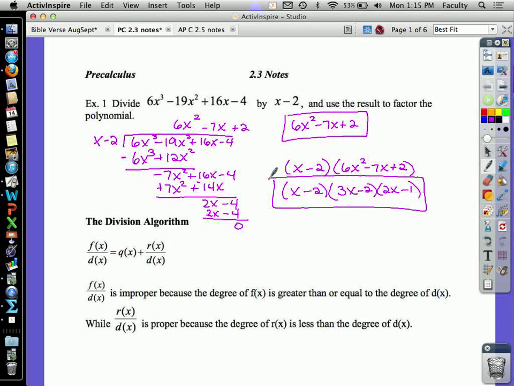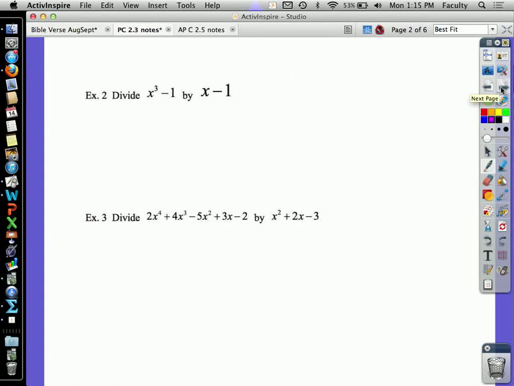All right, the division algorithm says if f of x is divided by d of x, you're going to get a quotient, q of x, plus, and we do the remainder over the divisor, okay? So in example 2, again, I'm still on long division. We'll get to synthetic in a moment.